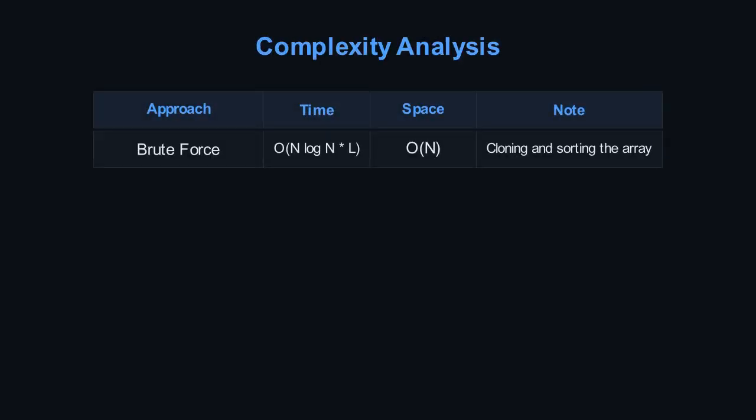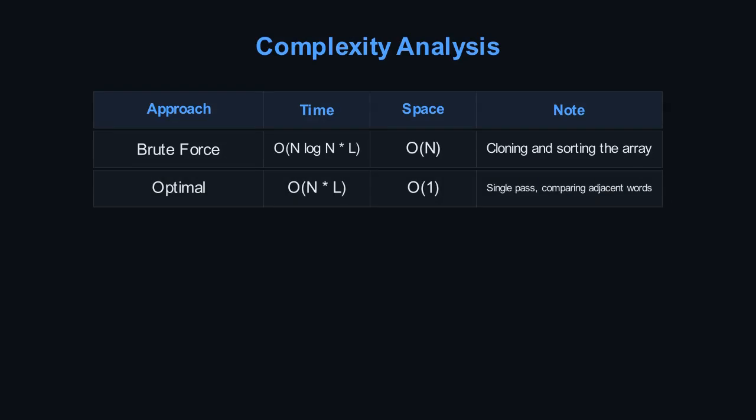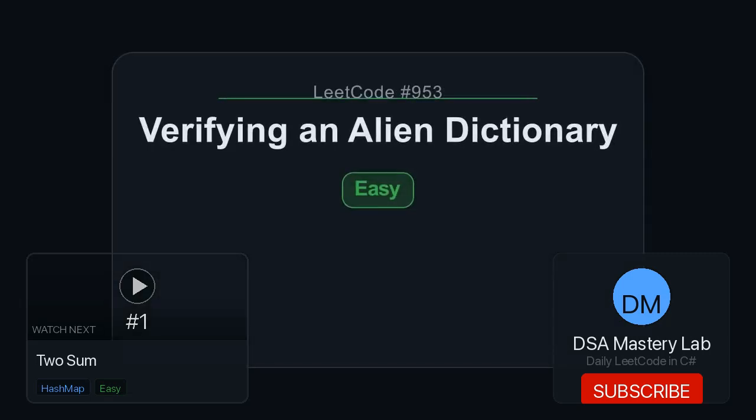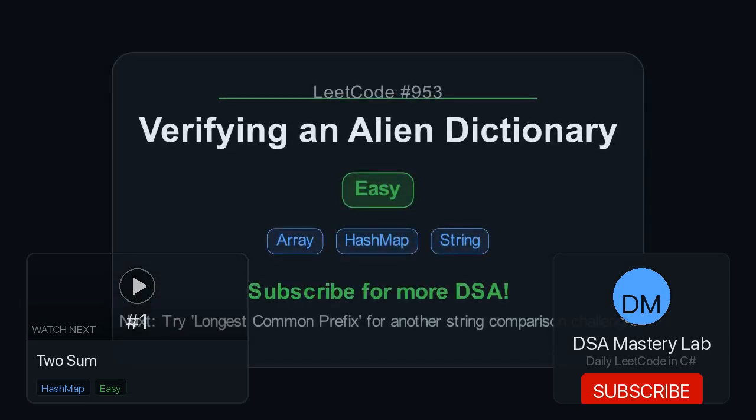The time complexity is O(n · L) because we iterate through n words, and in the worst case compare up to L characters. Space complexity is O(1), constant, for our rank map, as the alphabet size is constant. This adjacent pair comparison is a powerful technique for verification problems. Try the next problem using this same pattern.